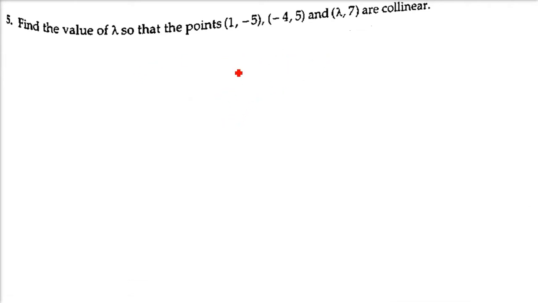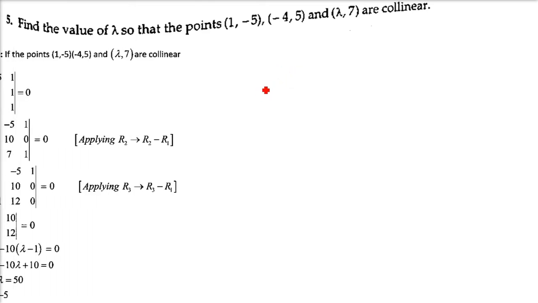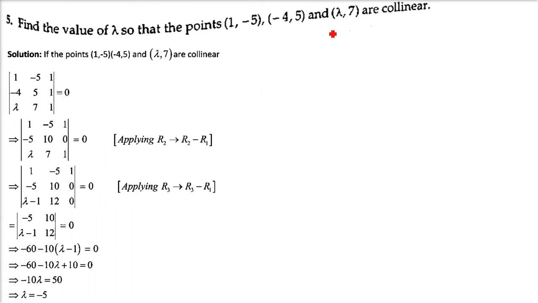Find the value of lambda so that these points are collinear. Okay, I'll tell you here only because this kind of question we have just done. So we will take 1 minus 4 lambda here, minus 5, 5, 7 will come here, 1, 1, 1 will come here. We have to just show that the area of the triangle is 0. Row 2 minus row 1 will do, row 3 minus row 1 will do, and whichever comes, lambda will be equal to negative 5.